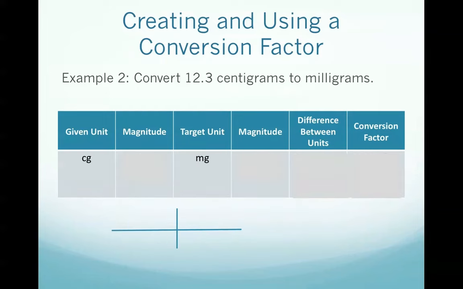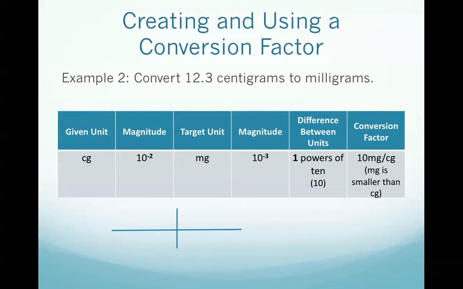Alright, example number 2. Here we have two prefixes that we're comparing. Centi is 10 to the negative 2, milli is 10 to the negative 3. So I have 1 power difference between them, or a 1 with 1 zero. So the smaller unit is milligrams. 10 milligrams is equal to 1 centigram, or 10 milligrams per centigram. Okay, so that's again the first objective of coming up with that conversion factor.